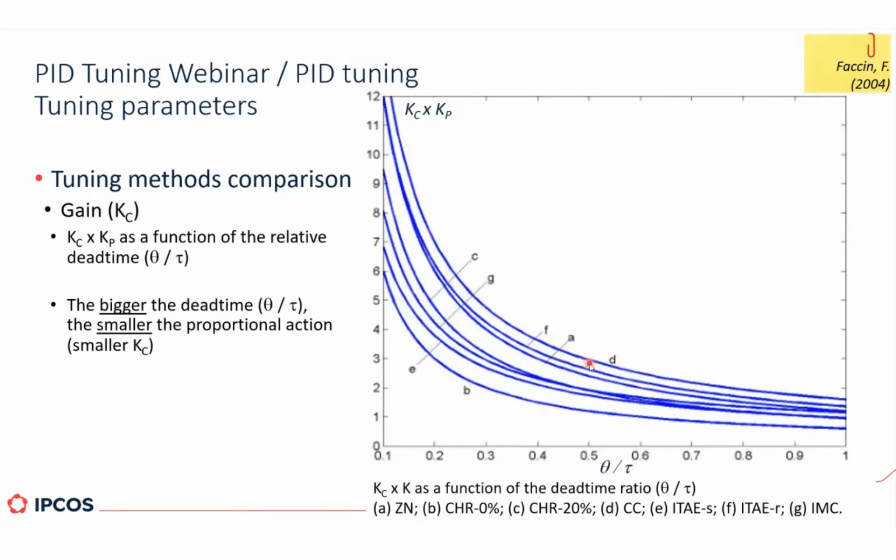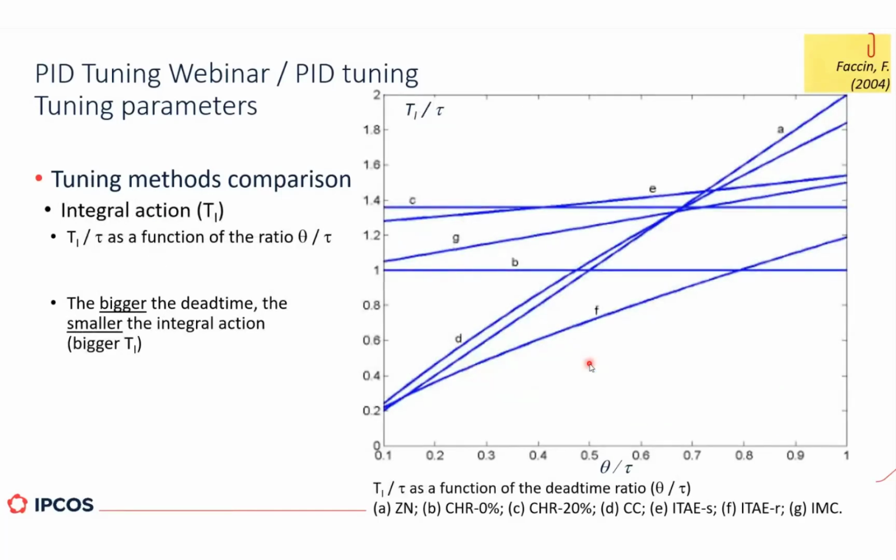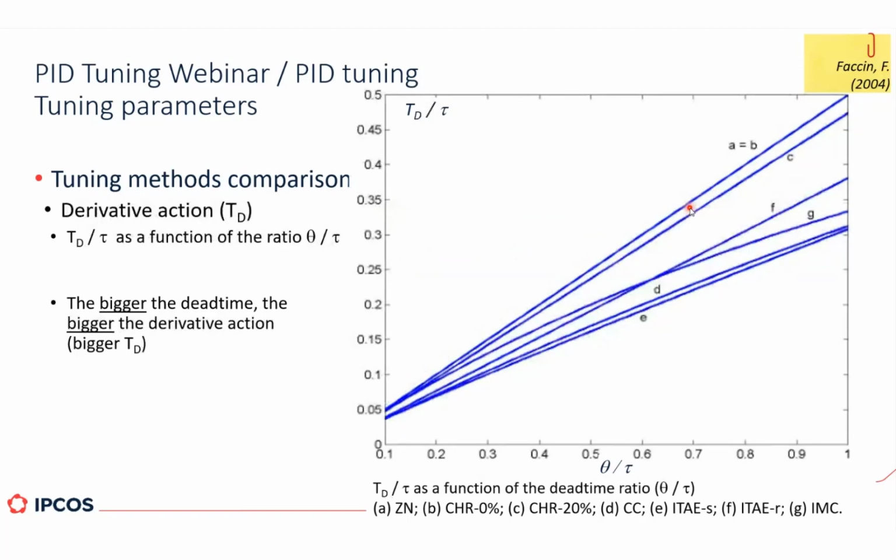Okay. And we have the same analysis for the other parameters. This is for the integral time, and we can see that some remain constant. So they are constant even though the dead time is changing, right? But almost all are proportional to the dead time. And the same for the derivative action.